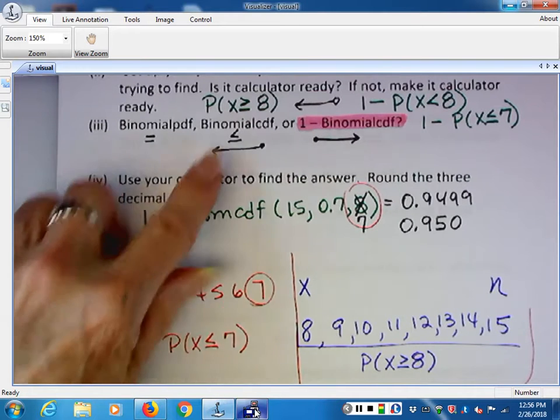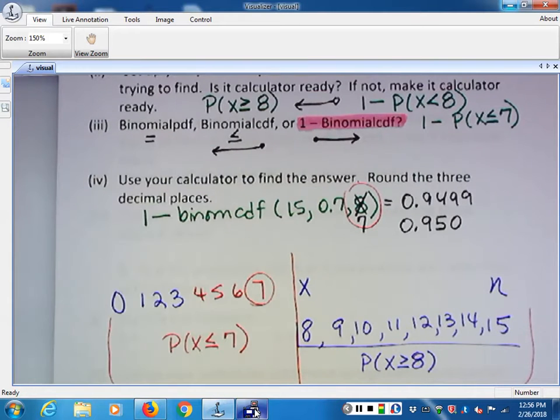When it's an at least problem, what you're going to have to do is go to the number less than that for your CDF command, and then subtract from 1. So if it asks, like number 2, would you rather it be the 8 or the 7, or can you use both of those? Actually, you have to use this one.